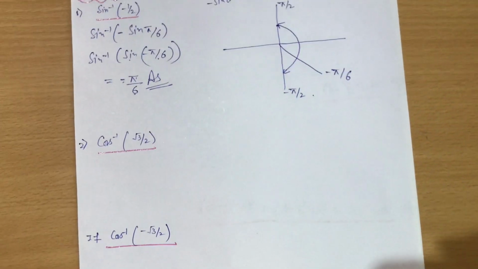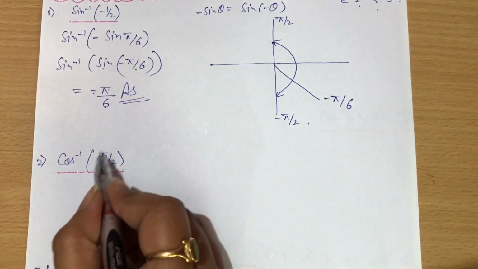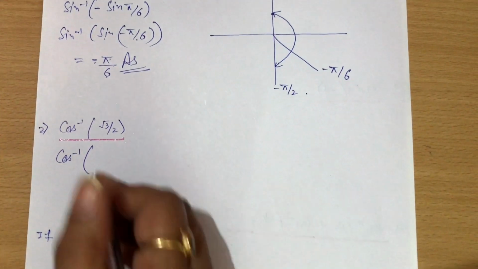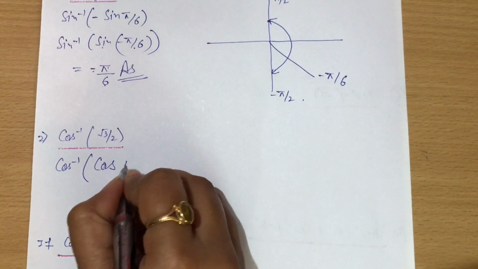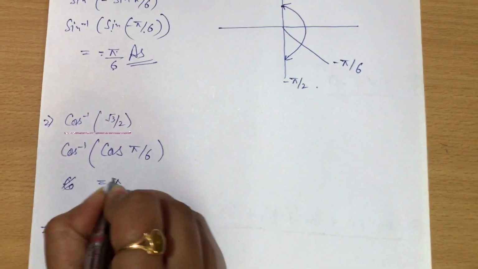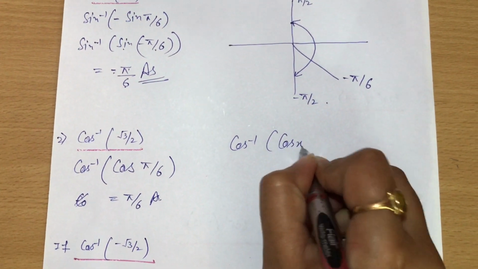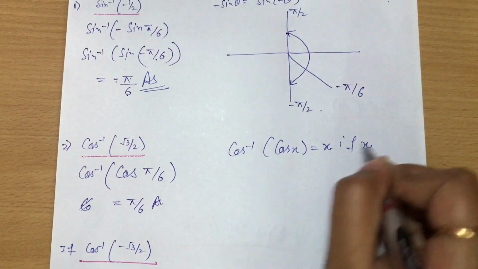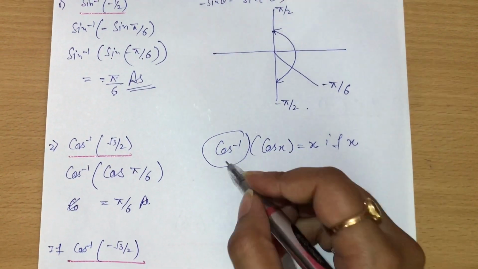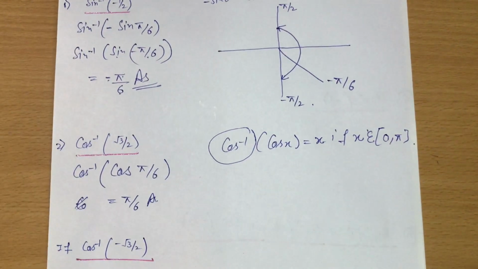Now question number two says cos inverse root 3 by 2. Again you have to replace this value in terms of cos. So root 3 by 2 is cos pi by 6, and you can easily write that the answer is pi by 6, because you know that cos inverse cos of x is equal to x if x belongs to the principal range of this trigonometric function, and this x belongs to 0 to pi. So this is the correct answer.